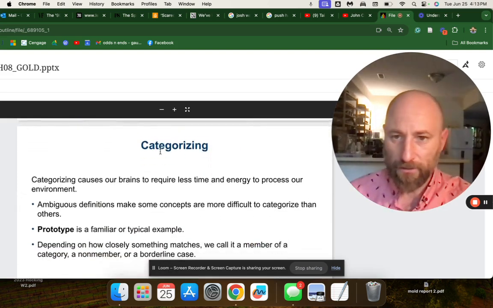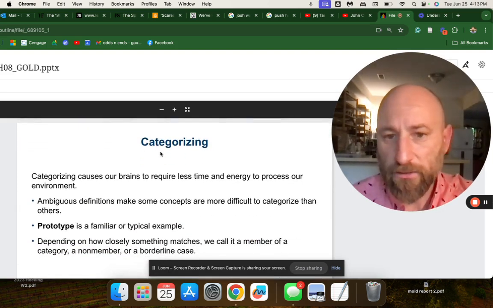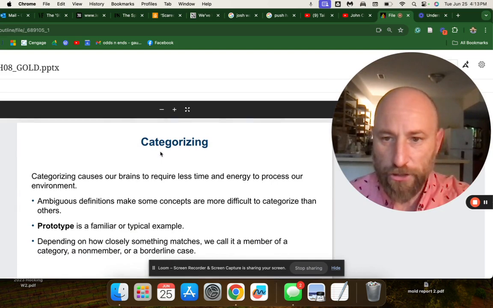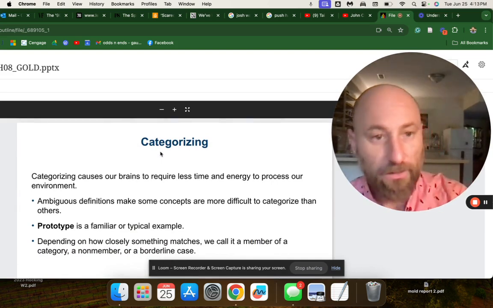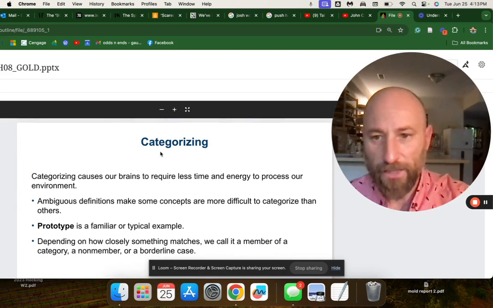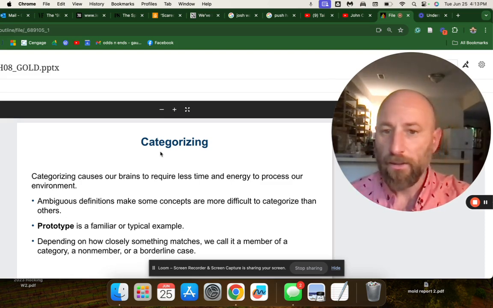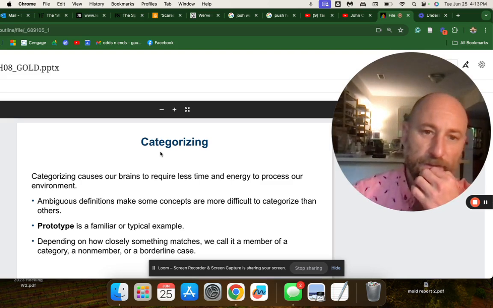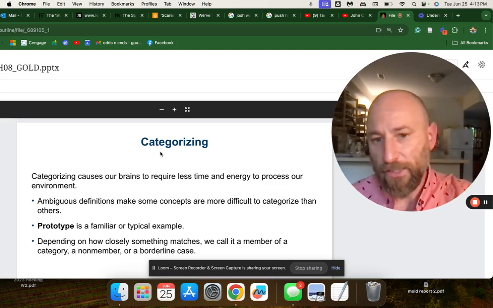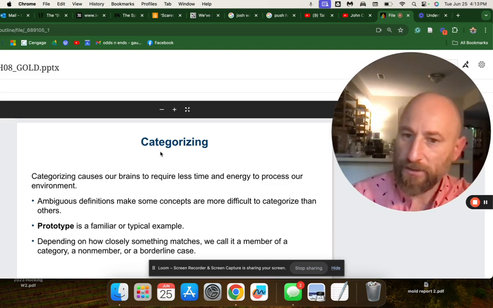Okay, categorizing. Categorizing causes our brains to require less time and energy to process our environment. That's why we use concepts. We have to categorize things, otherwise we cannot make sense of the world we live in. Ambiguous definitions make some concepts harder to categorize than others. A prototype is a familiar or typical example.